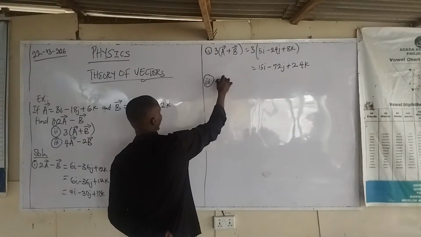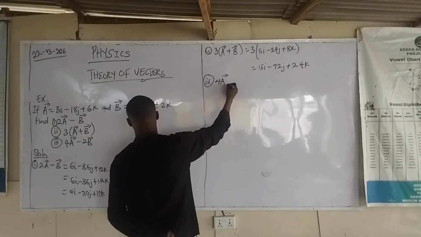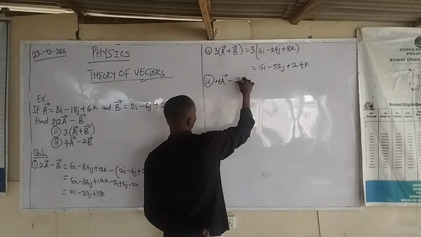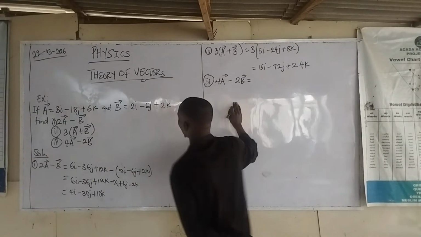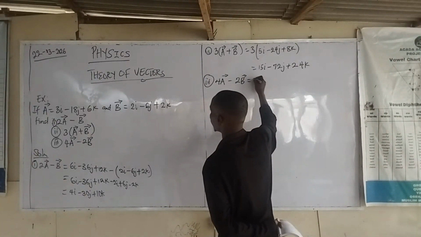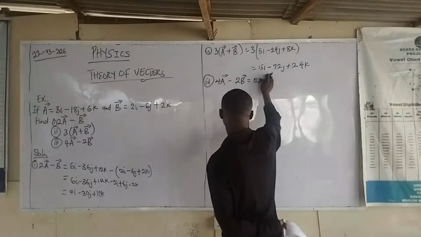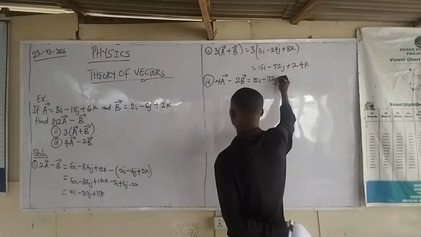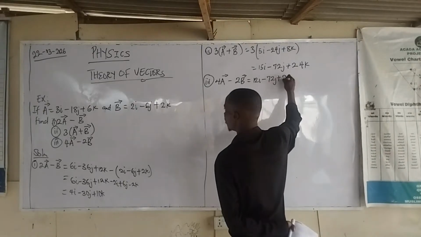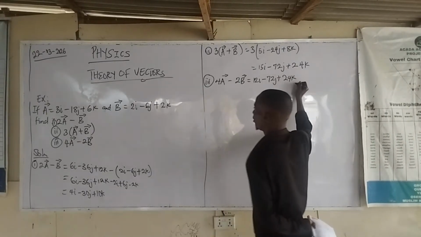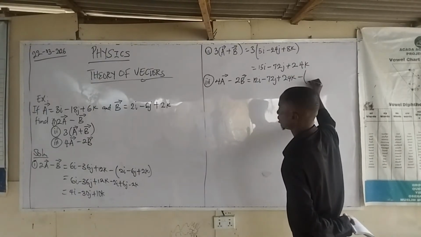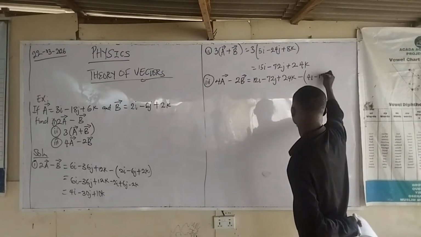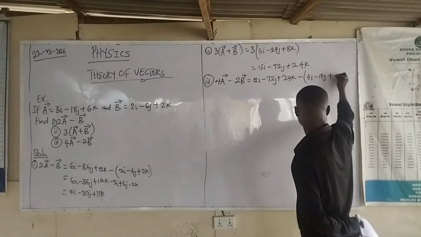Let's take the last one. We have 4A minus 2 multiplied by vector B. So 4A: 4 times 3 gives 12i, minus 72j, plus 24k. Then minus 2B: minus 4i minus 12j plus 4k again.